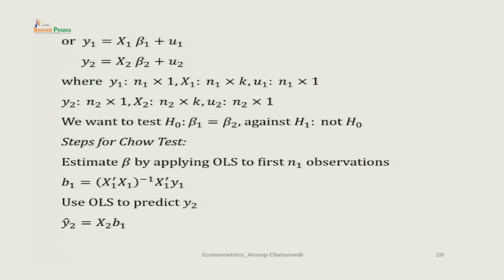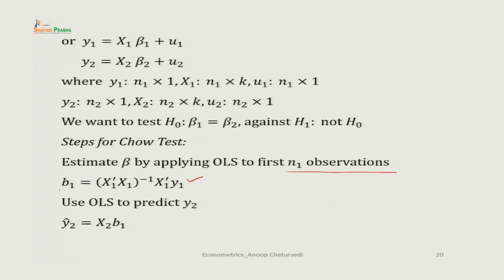These are the steps for the Chow forecast test. We estimate beta by applying OLS to the first n1 observations. So, you get b1 equal to (x1 transpose x1) inverse x1 transpose y1. This is the OLS estimator of beta based on the first n1 observations.